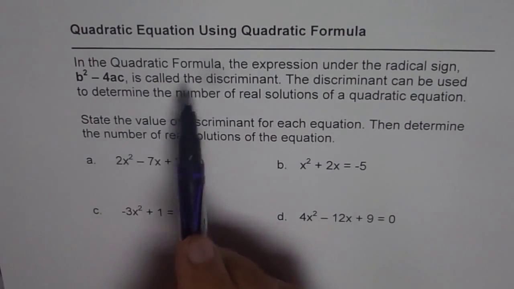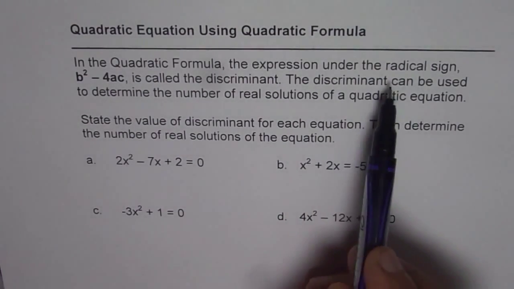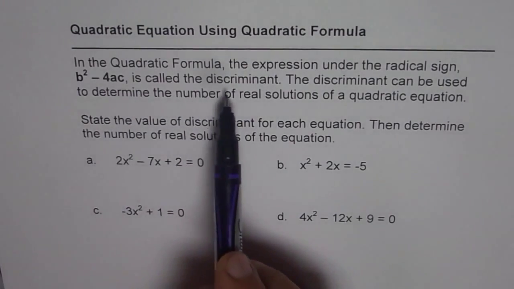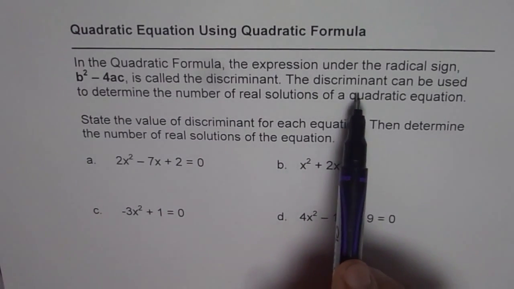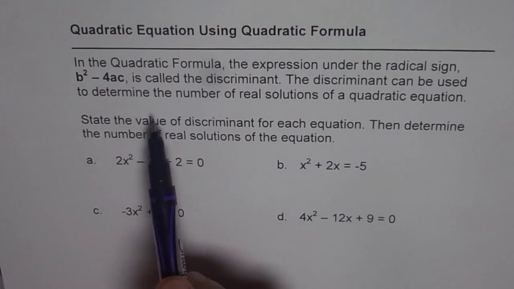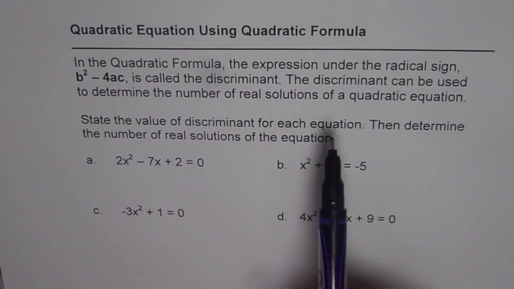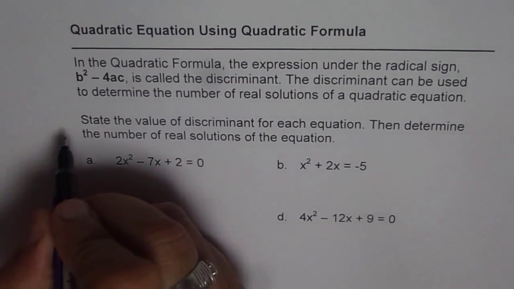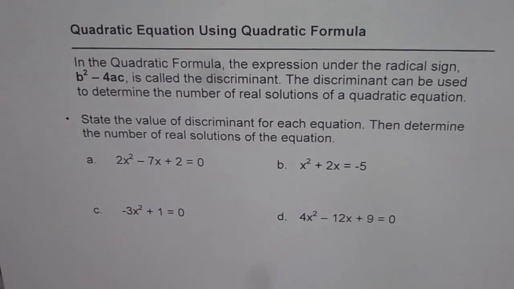In the quadratic formula, the expression under the radical sign, b squared minus 4ac, is called the discriminant. The discriminant can be used to determine the number of real solutions of a quadratic equation. So that is what you should know, and based on this we have a question here.